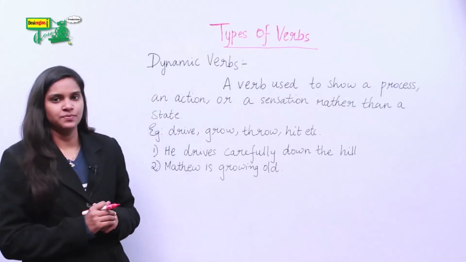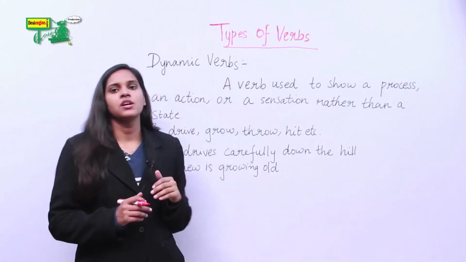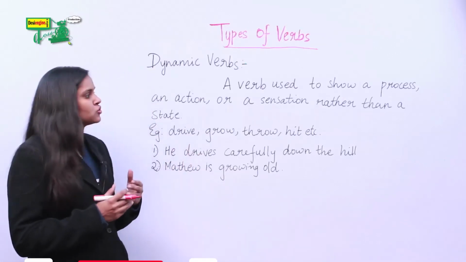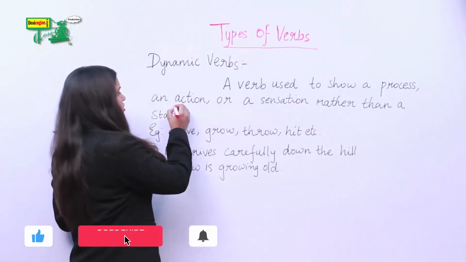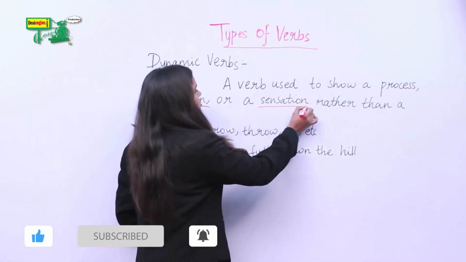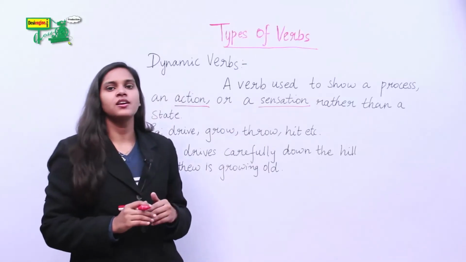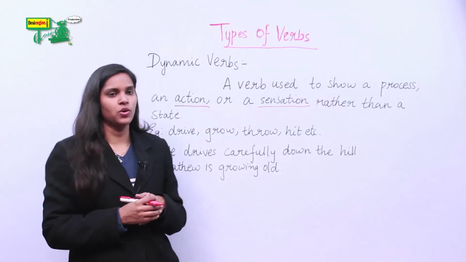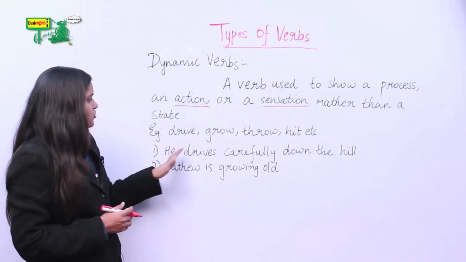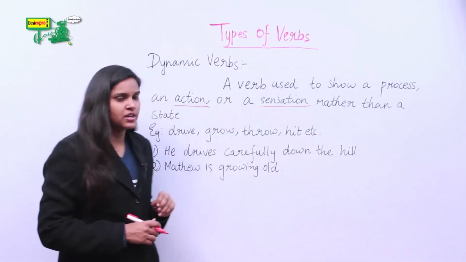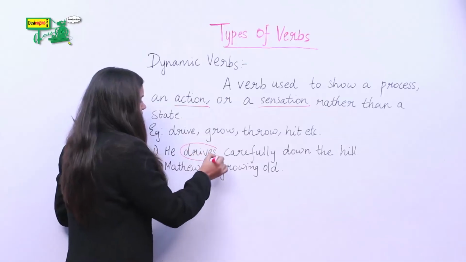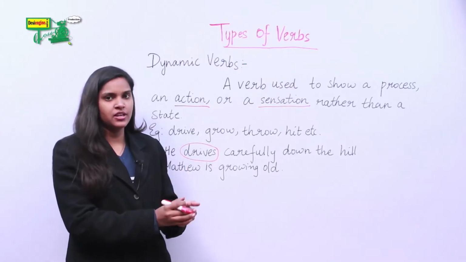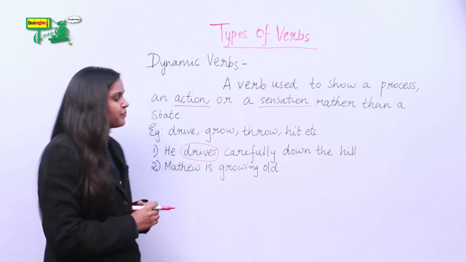Let's do the next kind of verb, that is dynamic verb. Dynamic means change. Therefore, a verb which is used to show a process, an action or a sensation rather than a state of being is known as a dynamic verb. Let's take a few sentences where we'll try to identify our dynamic verbs. He drives carefully down the hill. Here, the verb drives shows a process, that is a process of driving. Therefore, this becomes a dynamic verb.